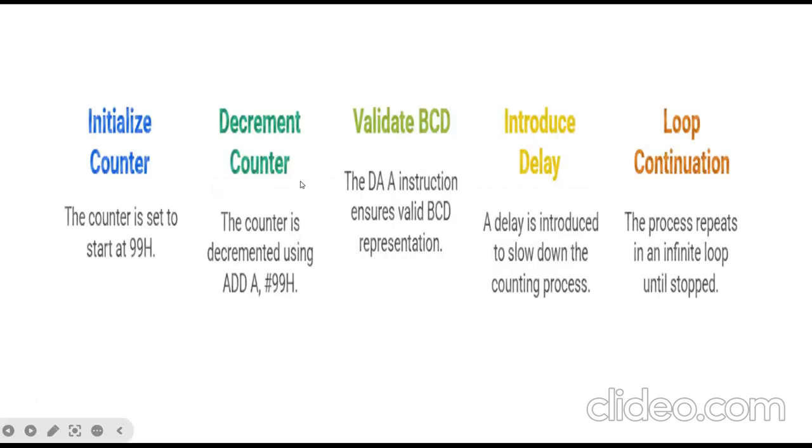This is the overall logic of the program. First, we have to initialize the counter. So the counter is set to start at 99. Then you have to decrement the counter using this instruction, that is ADD A, #99h, and you have to validate the BCD, that is you have to use the decimal adjust after addition instruction to ensure valid BCD representation. After this, you have to introduce a delay in order to slow down the counting process, and the loop continues, that is the process repeats in an infinite loop until it is stopped.